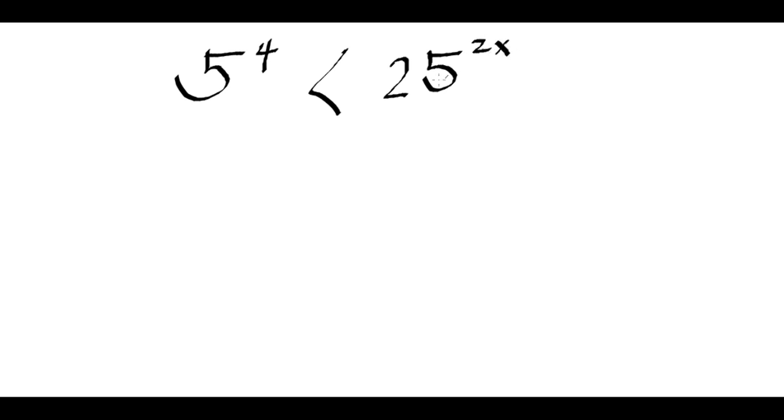So, let's proceed. So, we have 5 to the fourth power is less than 25 to the 2x power. Okay, so again, this example will be left for you to do. So the answer will be written in the comment box.